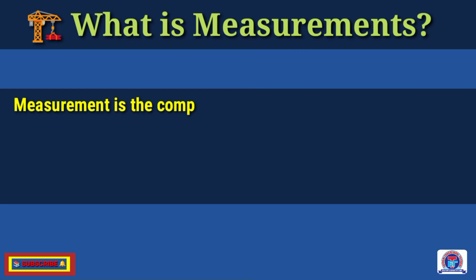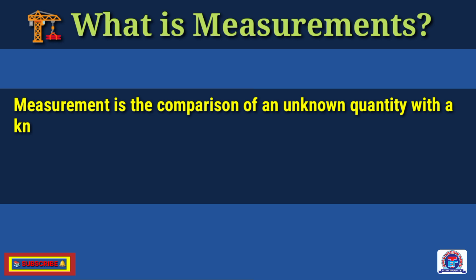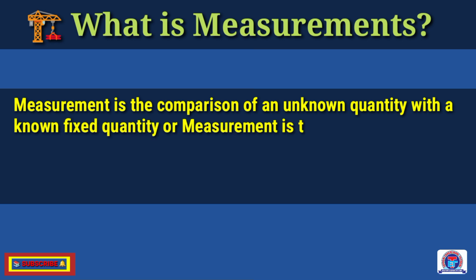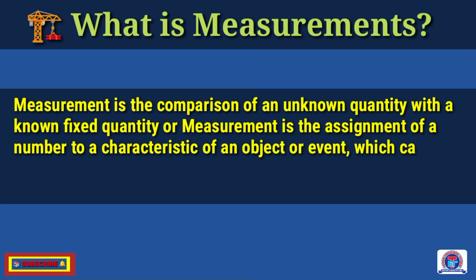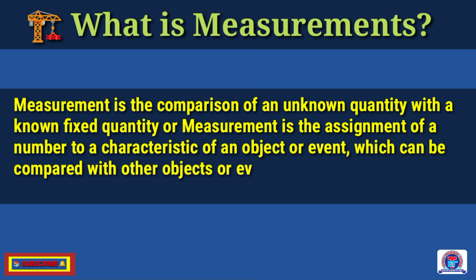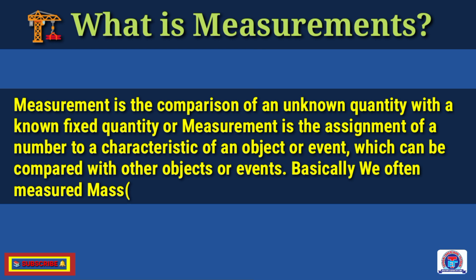Dear student, here we will understand measurement. What is measurement? Measurement is the comparison of an unknown quantity with a known fixed quantity, or measurement is the assignment of a number to a characteristic of an object or event which can be compared with other objects or events. Basically, we often measure mass denoted by m, length denoted by l and time denoted by s. These things we measure.